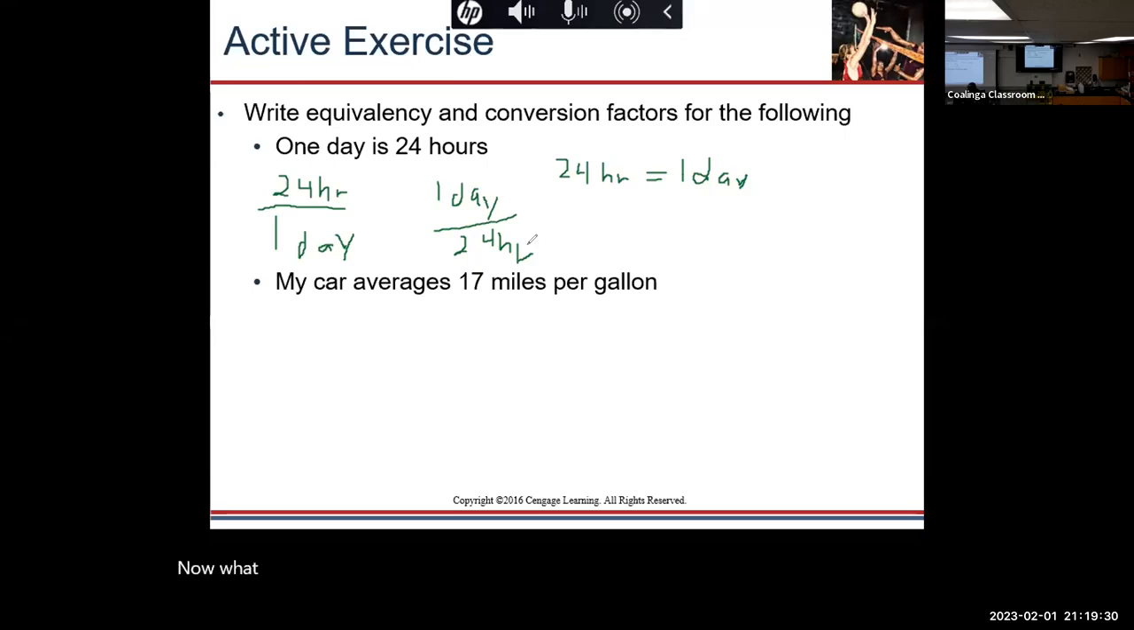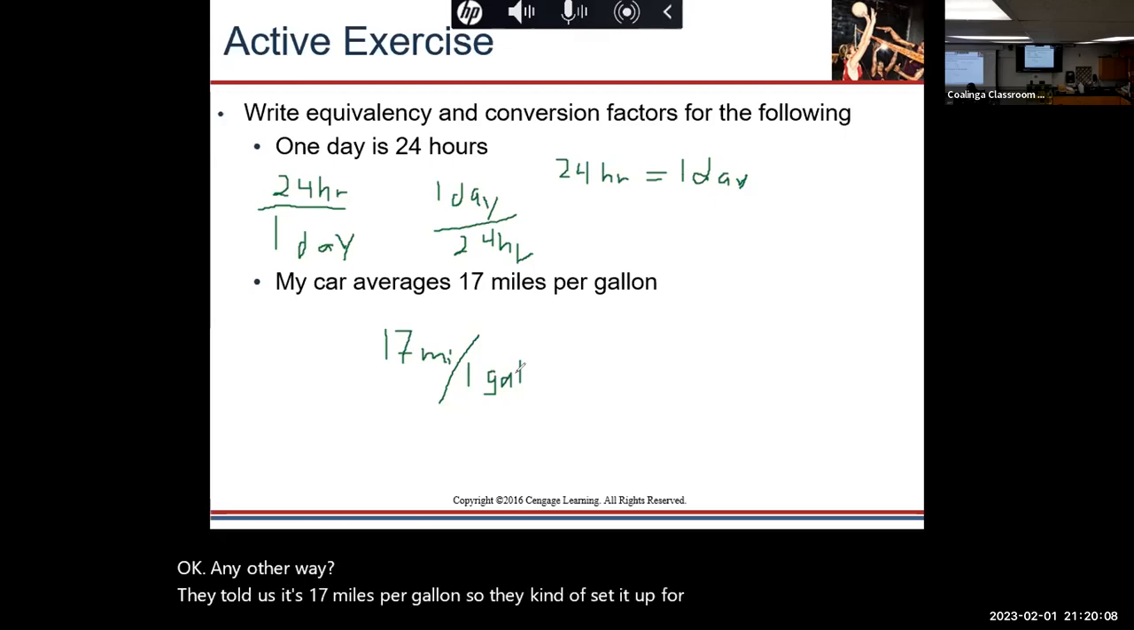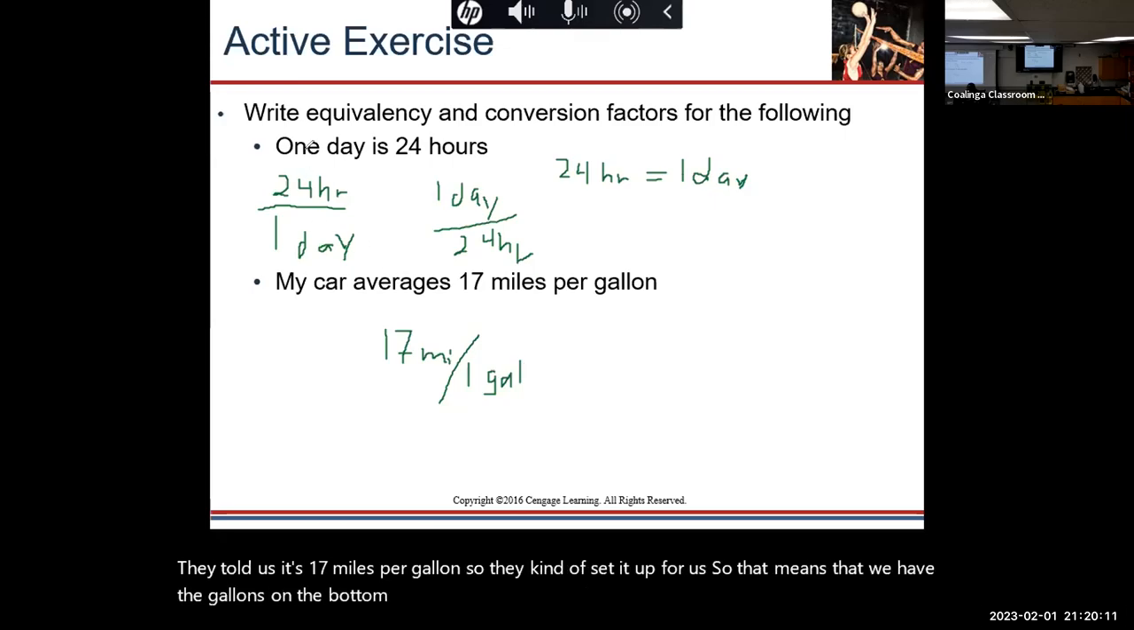Now, what about my car averages 17 miles per gallon? MI. I just said slash one gallon. GL. Yeah. One gallon. Okay. Any other way? Well, they told us it's 17 miles per gallon. So they kind of set it up for us. So that means that we have the gallon at the bottom. Okay. Questions?